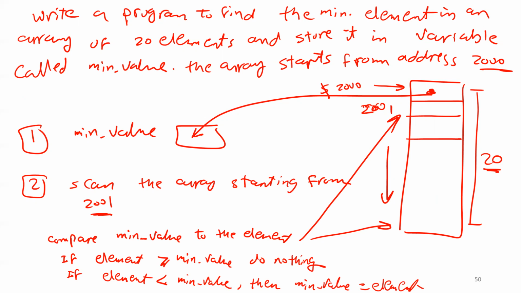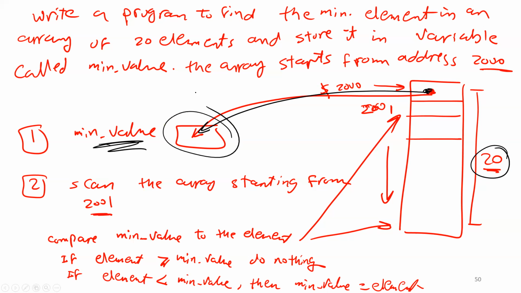So as you see here, guys, I wanna write a program to find the minimum element in an array of 20 elements and to store it in a variable with whatever name, minimum value. The array starts from address 2000. That's what I'm telling you. So the array should start from location 2000, and this array has 20 elements. So the idea here, as I told you guys, is I can take the first element and put it in this variable. This variable is my hand here, okay? So I'm gonna take this one and put it here in the minimum value.